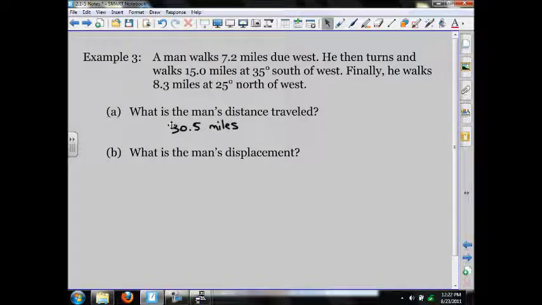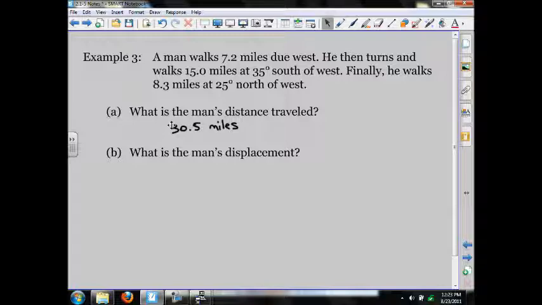We didn't ask for his displacement. How far and in which direction is he from his starting point? Where is he in relationship to his starting point? I'm not sure the notation we'll use up on the board is going to be exactly the same as the notation we use in modern physics, but it's basically the same.